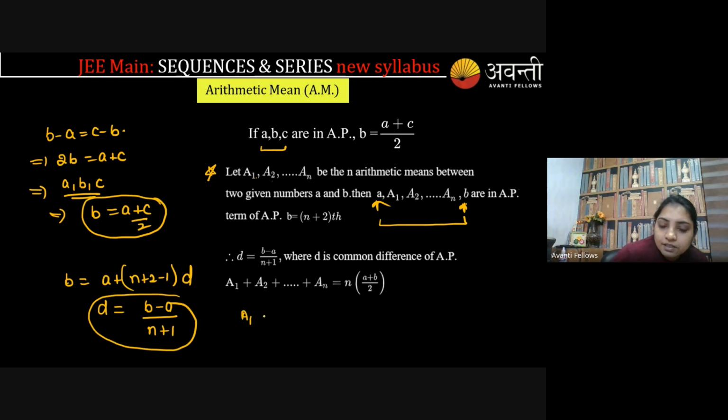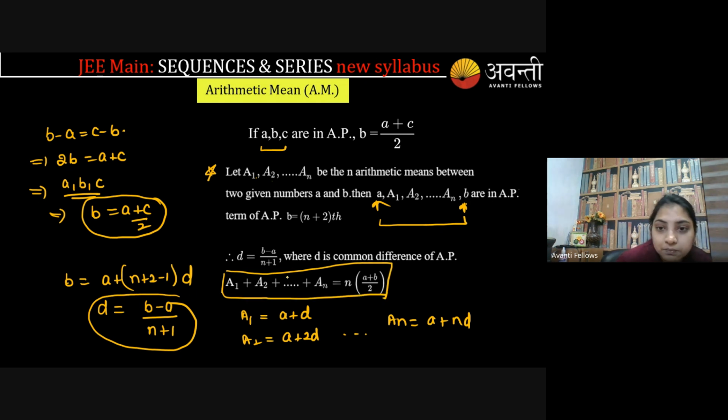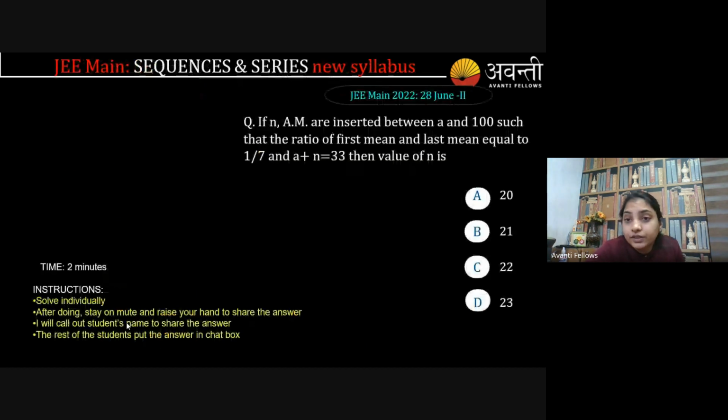So if A1 I need to calculate, it will be A plus D. A2 I need to calculate A plus 2D, and so on. An can be equal to A plus nD, dear bachcho. Right or not? So must note one point: if you add n arithmetic means, then their sum must be equal to n times (A plus B) by 2. Noted? Important topic from the JEE point of view.